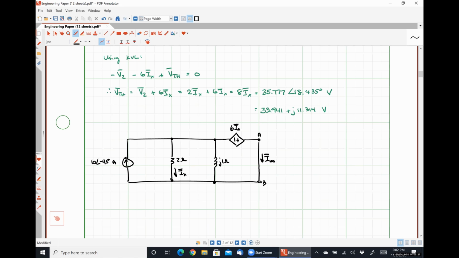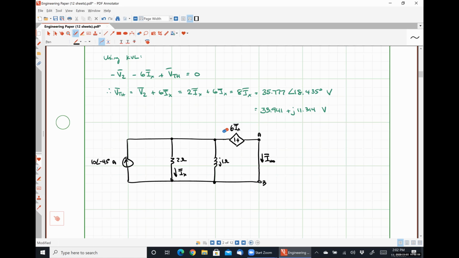I can't determine what Ix is now by using current division, because since I've closed this path, I can't definitively say whether current is going to split off from that 10 angle negative 45 degree source and flow through the dependent source, right? There is a path for it to flow through, so I have to assume at a minimum that it's possible. So I can't use current division to figure out what Ix is in this case.